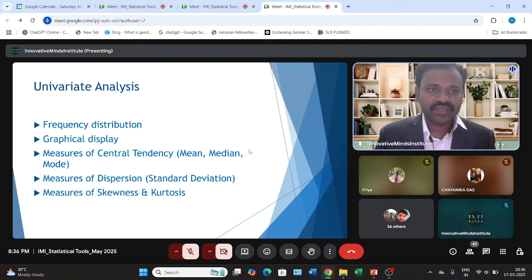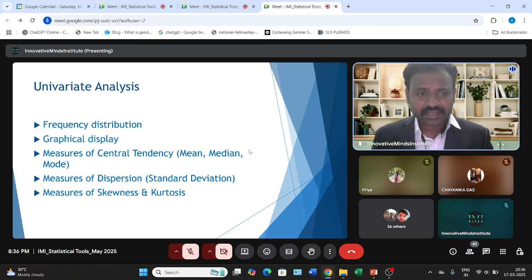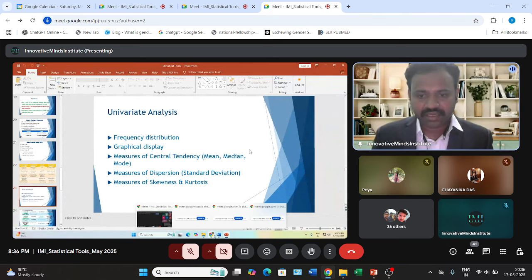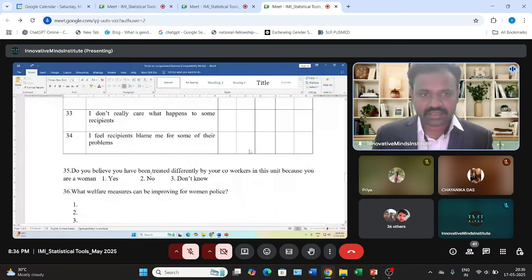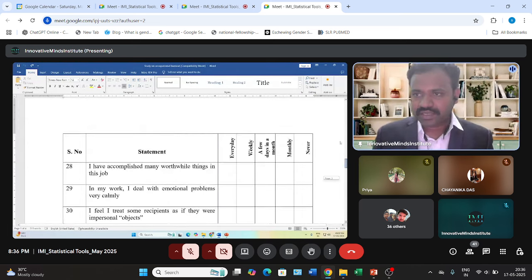First one, univariate analysis. What do you mean by univariate analysis? Using a single variable, you are going to do the analysis. First, your data is a categorical data. For an example, imagine, what is that categorical data? I hope everybody is listening. Yes, thank you. So your data is a categorical data.